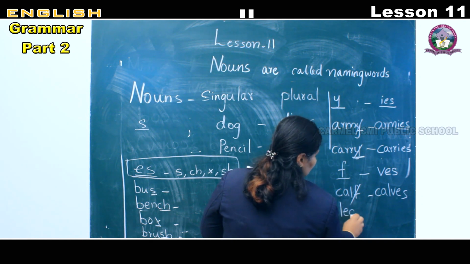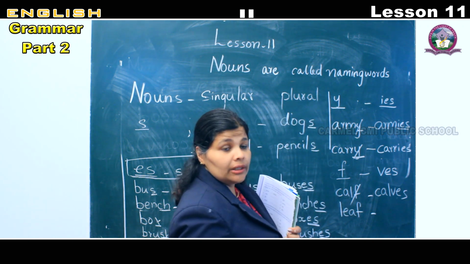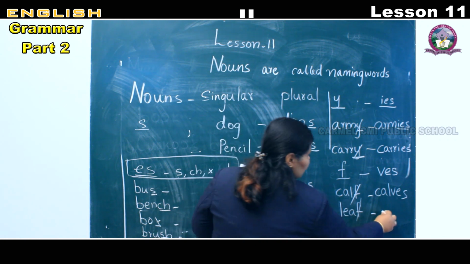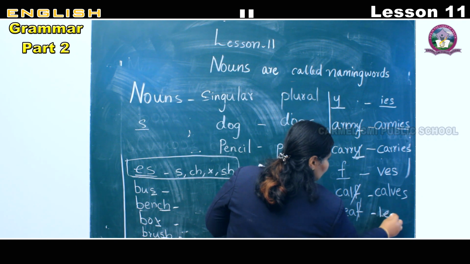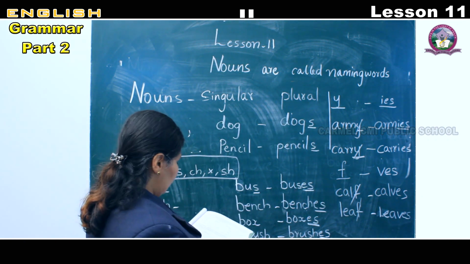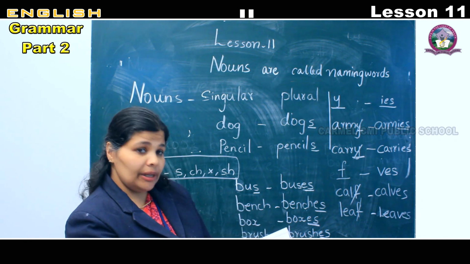Same way. Leaf. How do you make it into plural? Cut the F. That means there will be no F when you are writing. Instead of that, we will add VES. We will add VES. Same on page number 41. You have the exercises. Complete that.